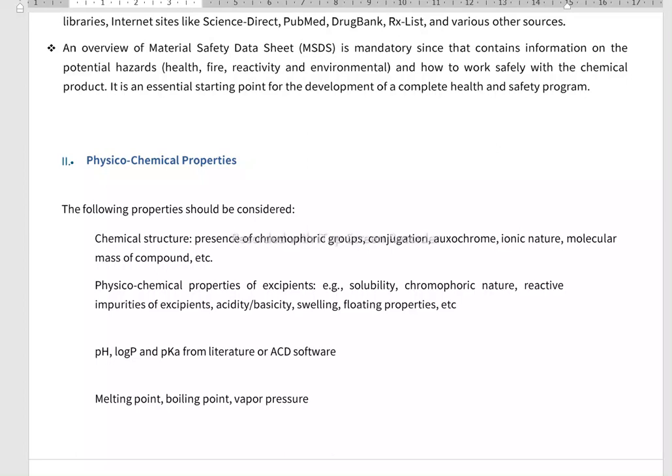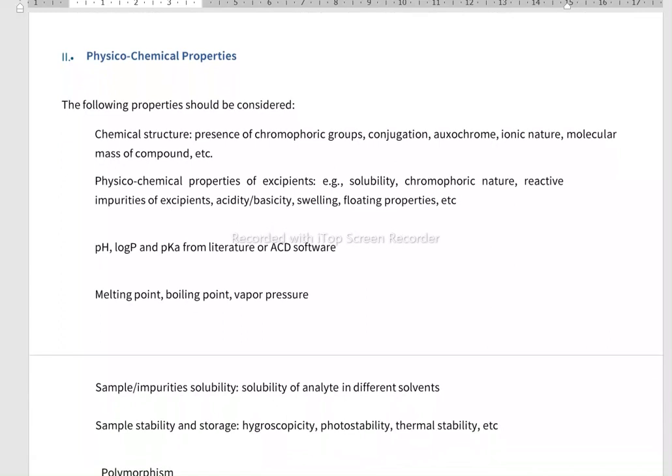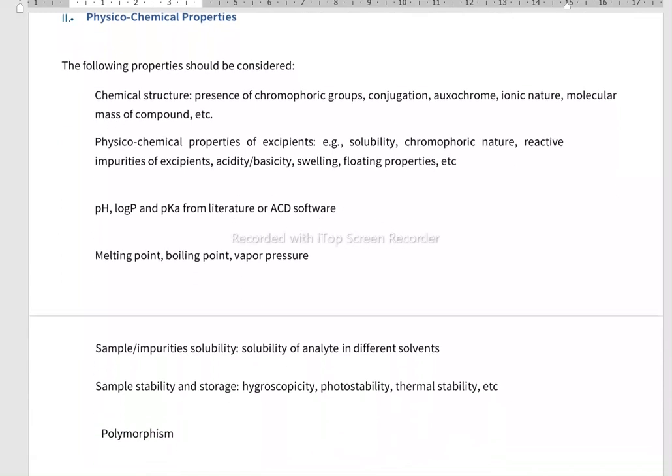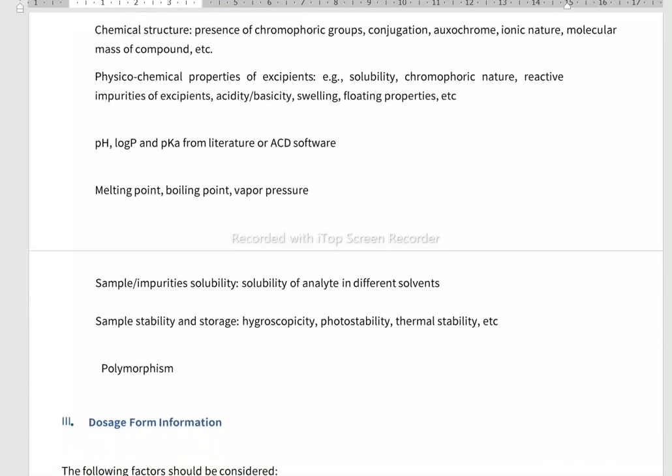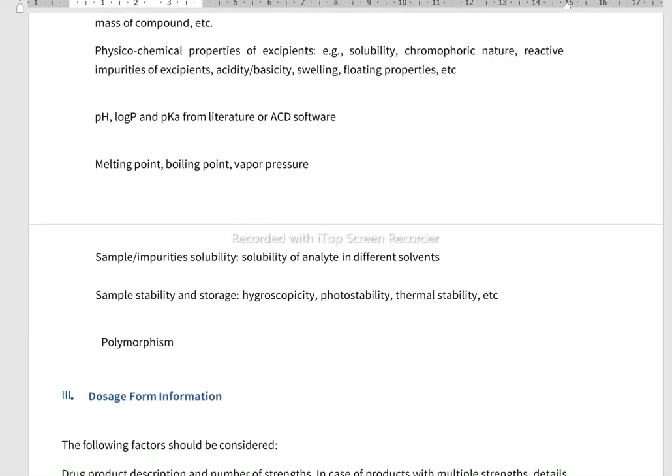Melting point, boiling point, vapor pressure, sample or impurity solubility of analyte in different solvents. So you must search for the solubility, sample stability and storage. It is a very important thing. Sample stability and storage means you should know about the hygroscopicity, photostability, thermal stability, etc. And the last one is the polymorphism. You should also know about the polymorphism.